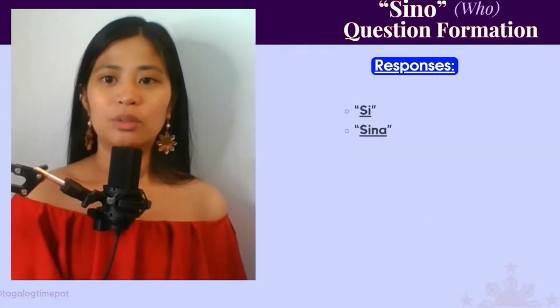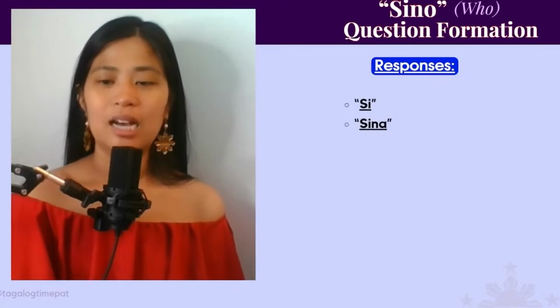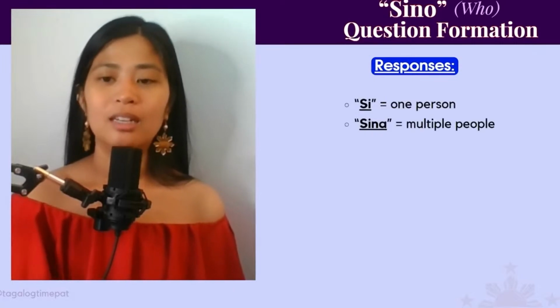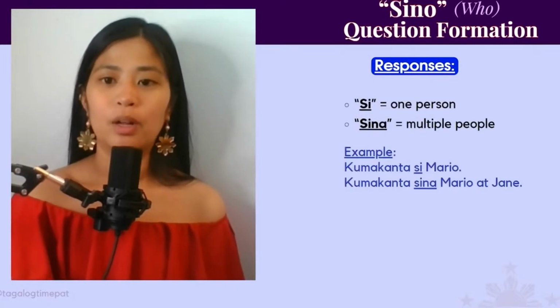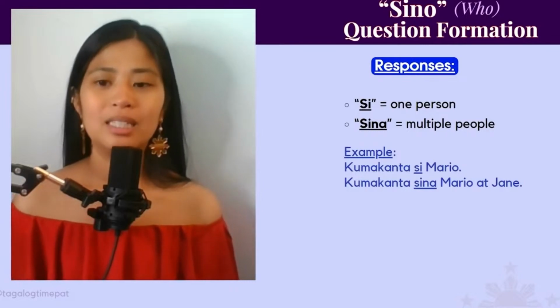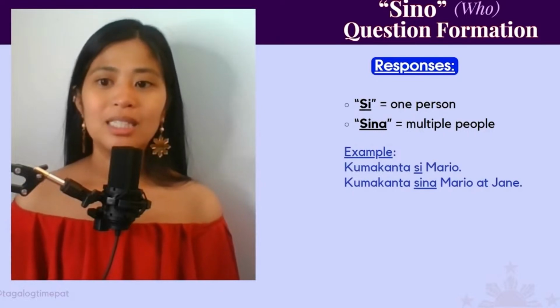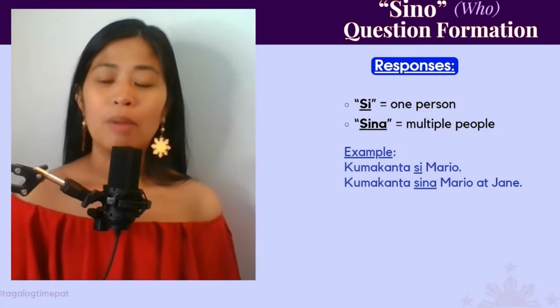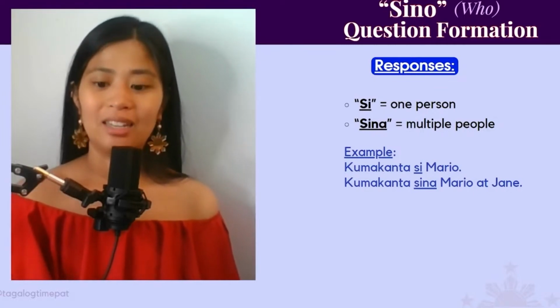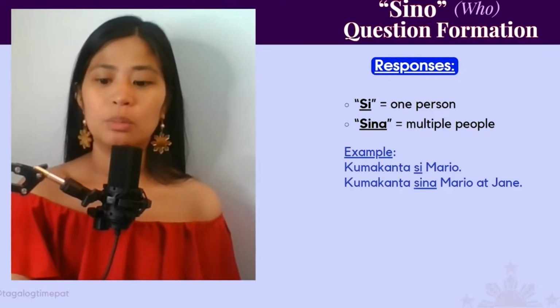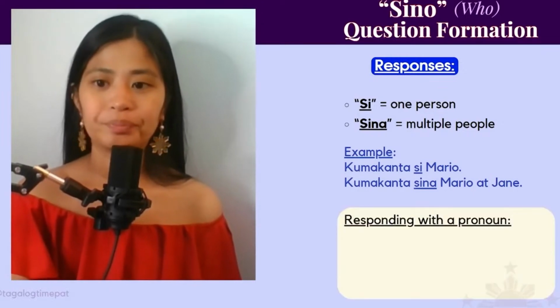Now, let's take a look at the responses. Si and sina. Si is for one person. Sina is for multiple people. So an example, kumakanta si Mario. Si Mario, because it's just one person. Versus kumakanta sina Mario at Jane. Mario and Jane are singing. So sina is used because there's more than one person.